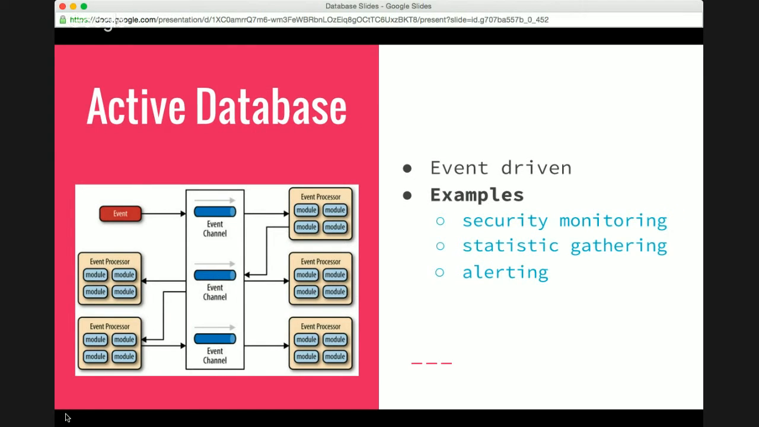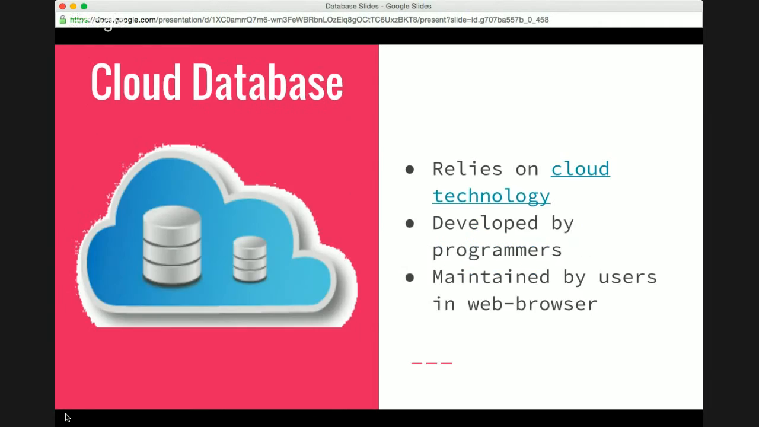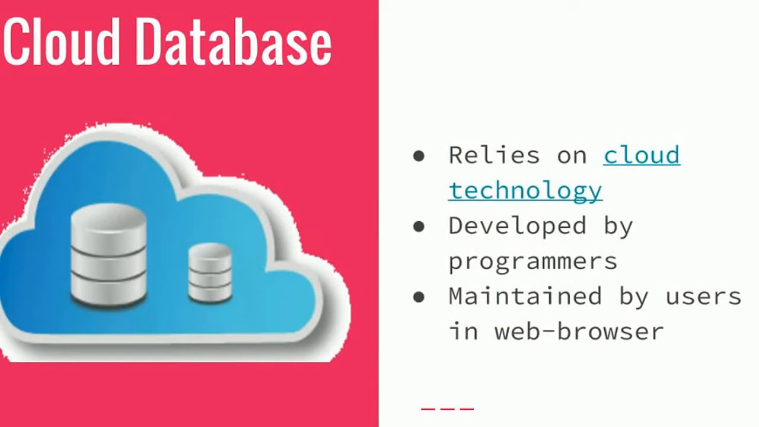The second type is an active database, and these are event-driven, and this means that the data can respond to what goes on in and outside the database. Some examples include security monitoring and statistic gathering. The cloud database is another type, and this relies on cloud technology, as you could probably tell from the name. This is developed by programmers, and it is maintained by users in the web browser or the cloud.